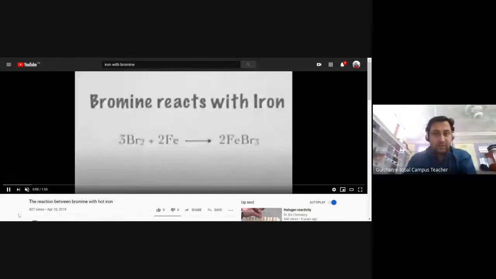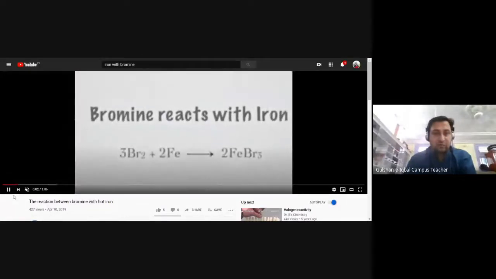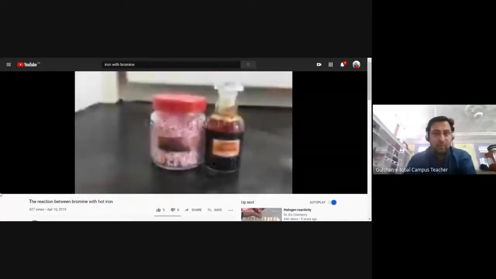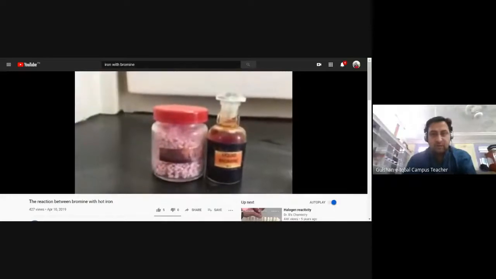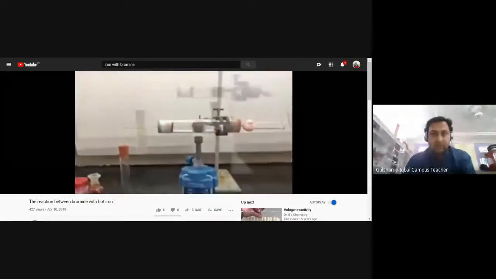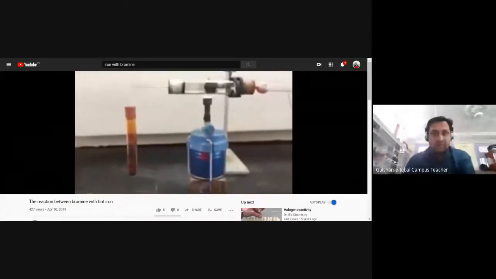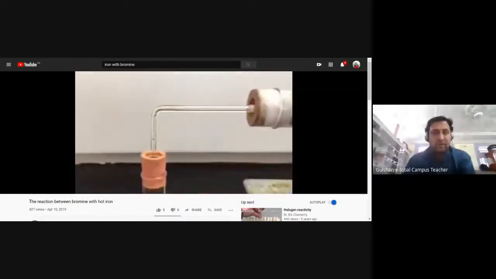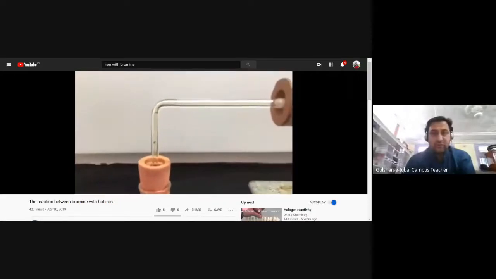Okay, let's see the reaction. Bromine and iron react and it forms bromide. Let's see, that is the iodine, the bromine, and that is the iron. You have to make a setup like this, because these are very dangerous elements. You are not supposed to do it with your hands. You are supposed to do it like this.